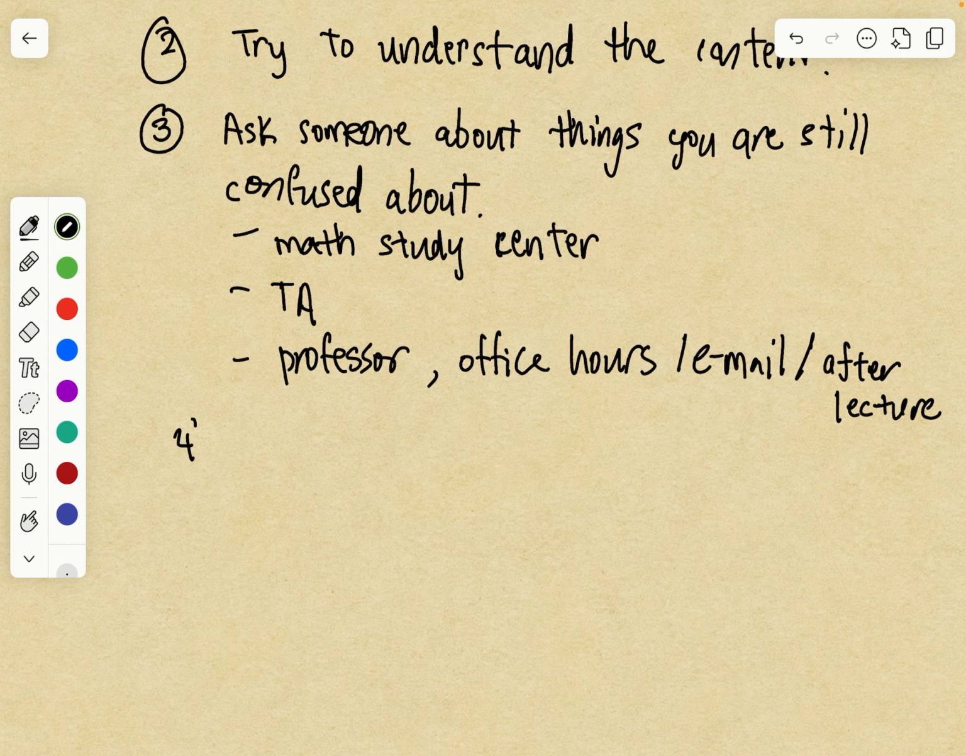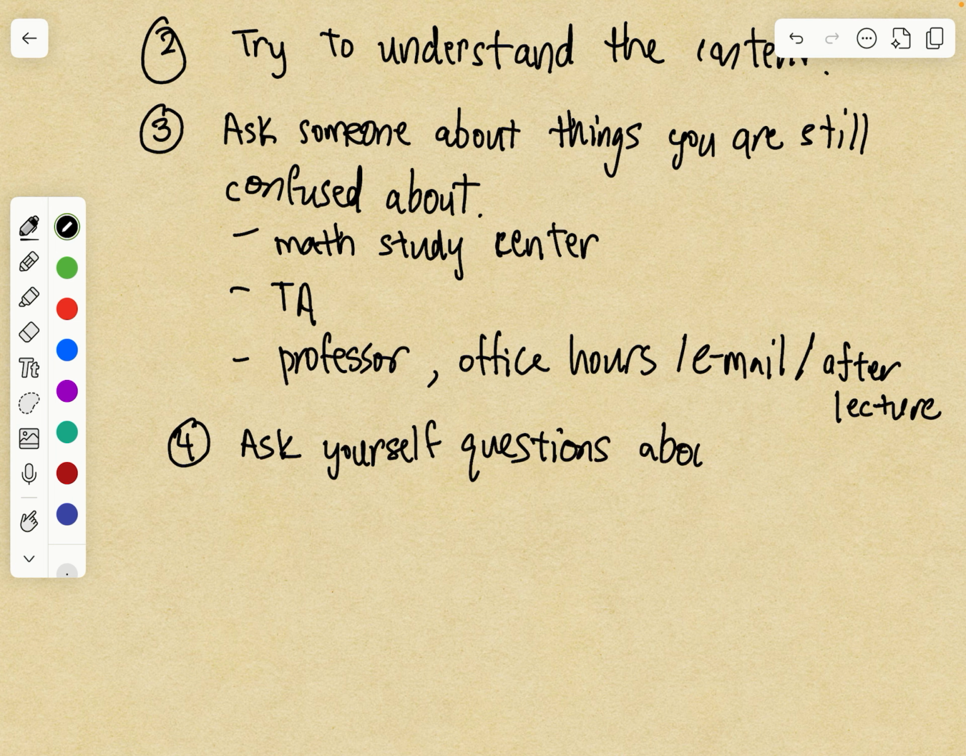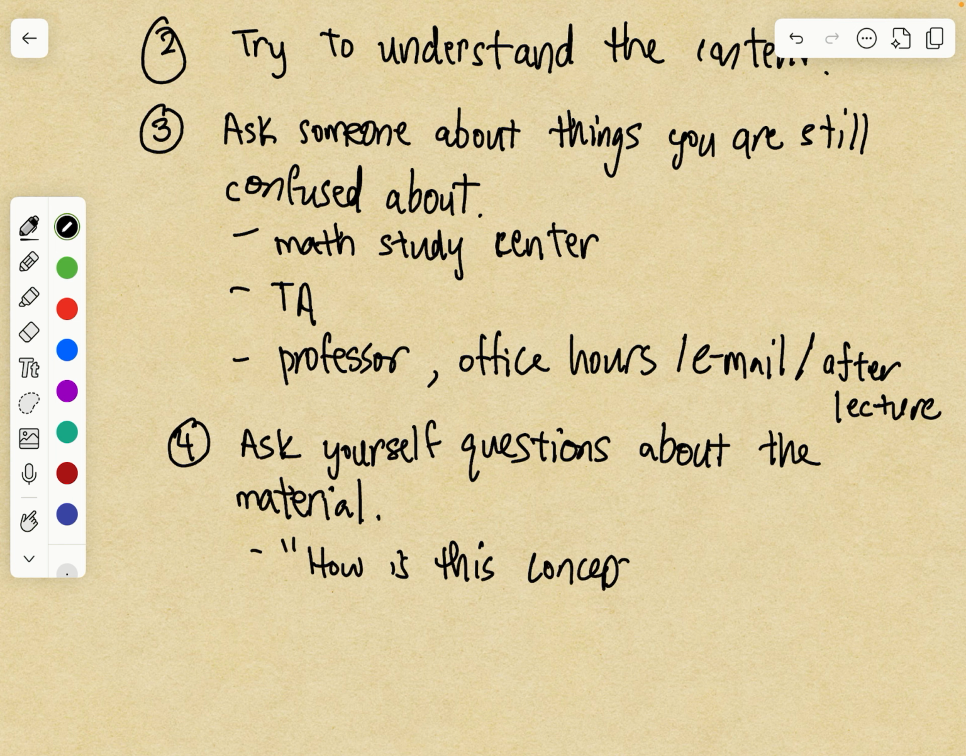And then step 4 is you want to make sure that you're asking yourself questions about the content. Ask yourself questions about the material. And some good questions would be, how does this concept relate to a different concept? So a good question is, how is this concept that you're learning about related to another concept that you know about?